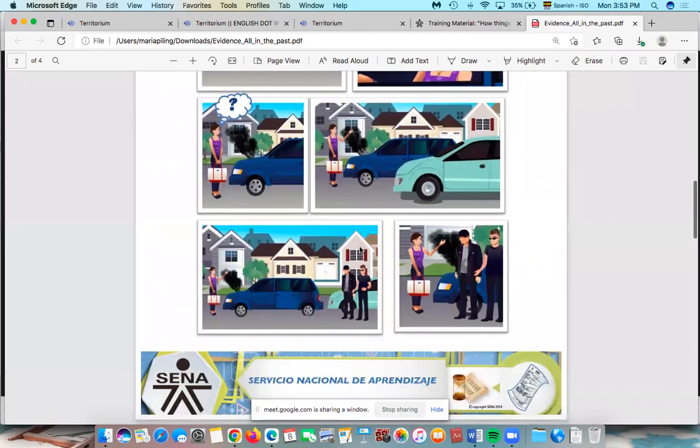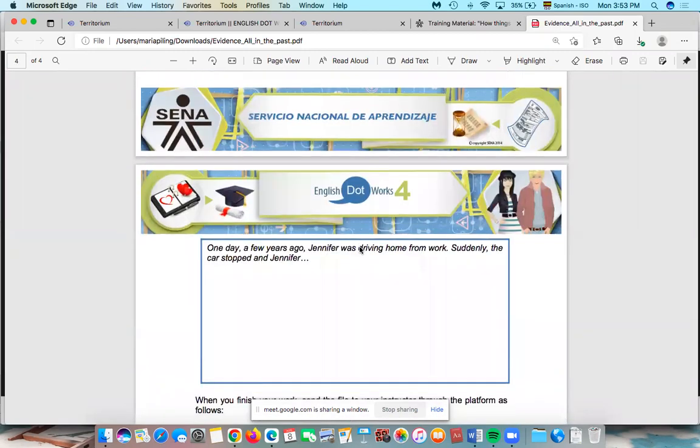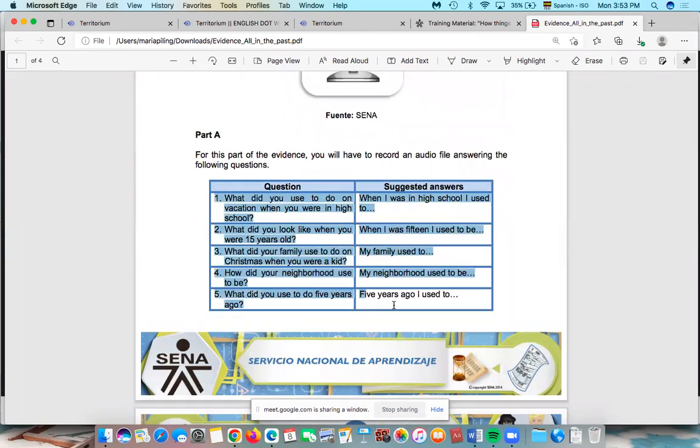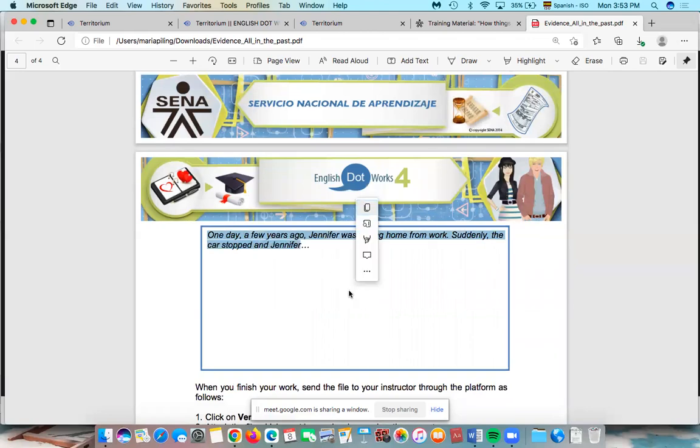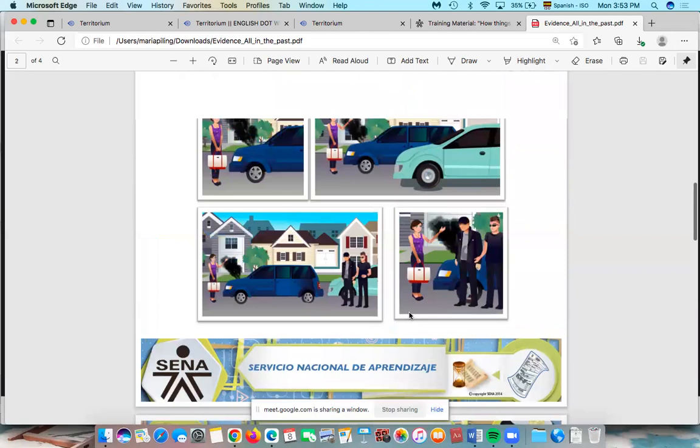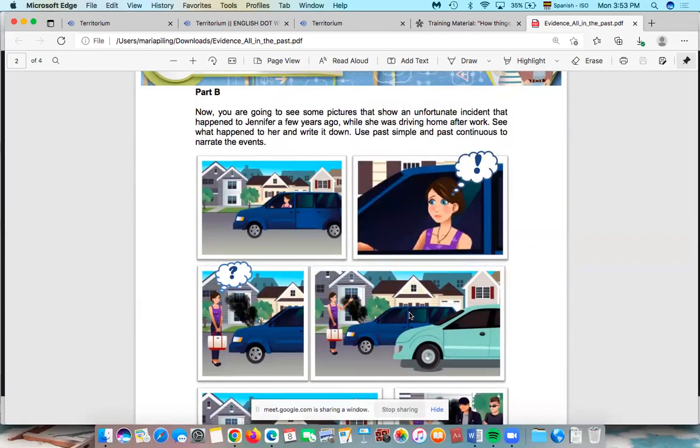Well, the second part is a completion exercise, right? So I am going to give you two options here. You can either record your answers to these questions, or you can also record the story based on the pictures. So you don't have to do both. You can do just one. It's your decision whether you want to do part A or part B, okay? If you want to do both parts, record only one and the other part can be written, but you don't have to, just in case you want to.